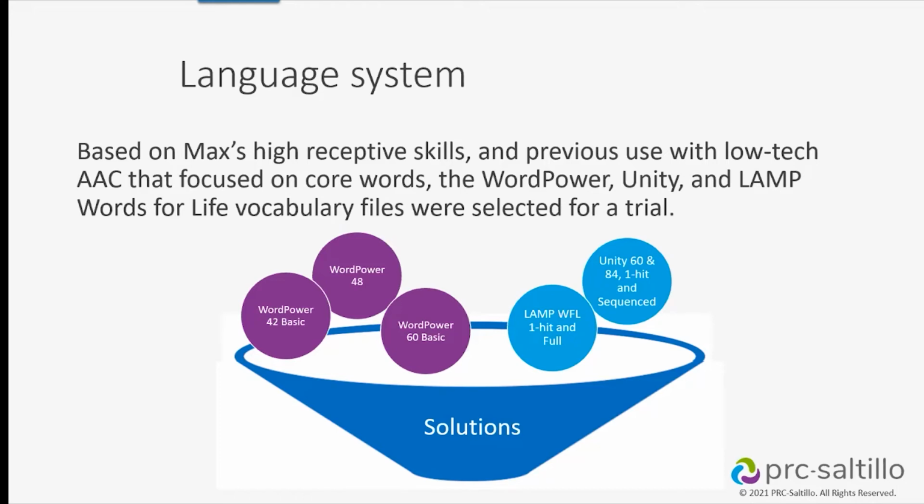So there's a Unity 61 hit, there's a Unity 84 one hit, Unity 60 sequenced, and Unity 84 sequenced. Those are both robust vocabulary files. And within that Unity family, there's also the LAMP Words for Life vocabulary, both a one hit and a full version, which offer those robust vocabularies that are core based, that will allow Max the ability to develop those expressive language skills.